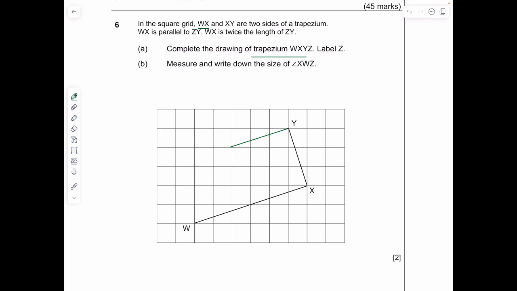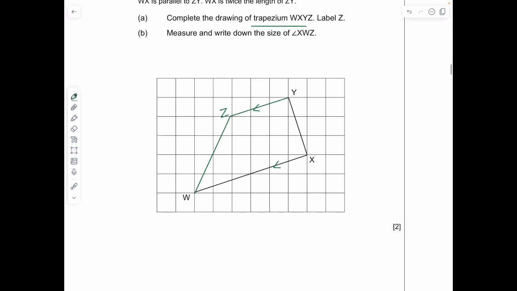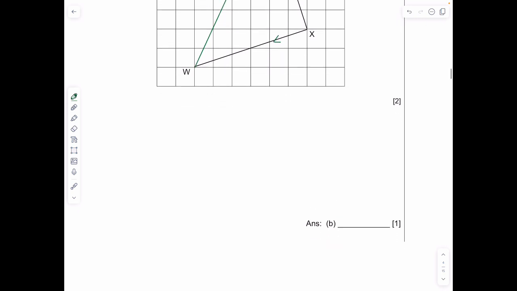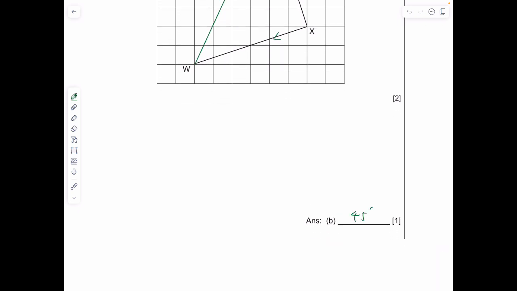If you can see, this part here is equivalent to this part. So this would tell me that they run in parallel. So I'm just going to remove away these lines. And then we join this up, and make sure to label Z. Now the measurement for part B will be 45 degrees. Use your protractor.